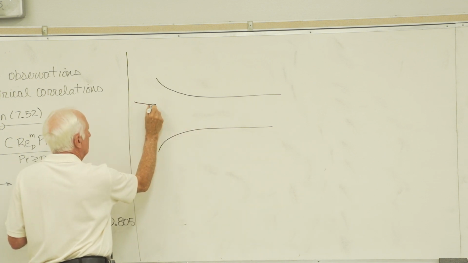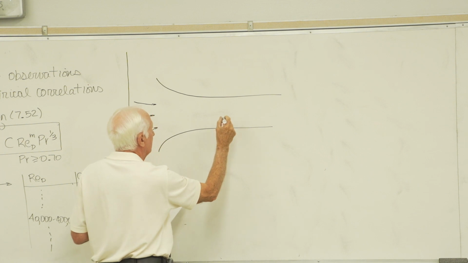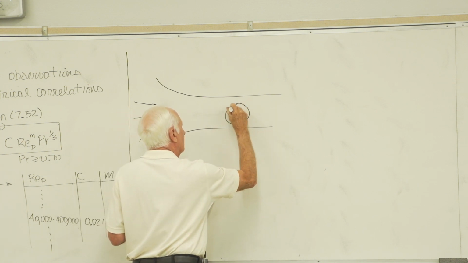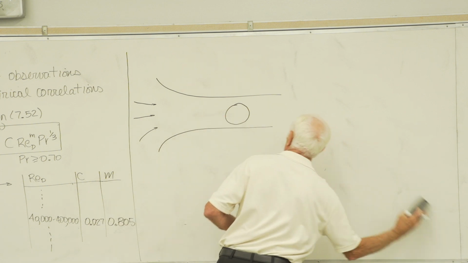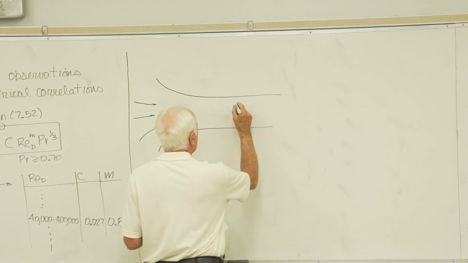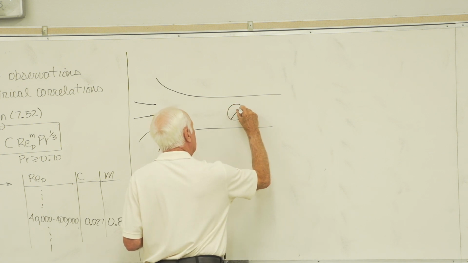So the air is coming in the wind tunnel, drawn in by a fan at the right-hand side. They put the cylinder in the wind tunnel. Diameter D.